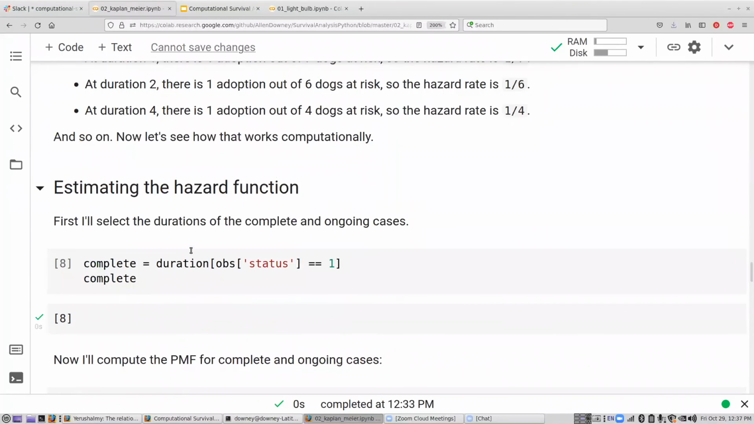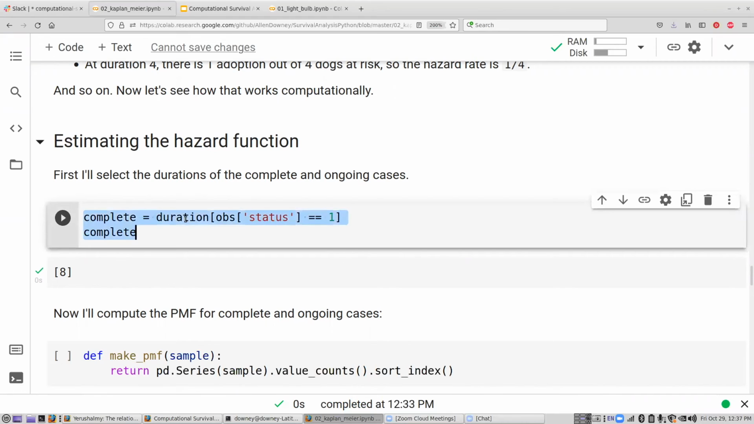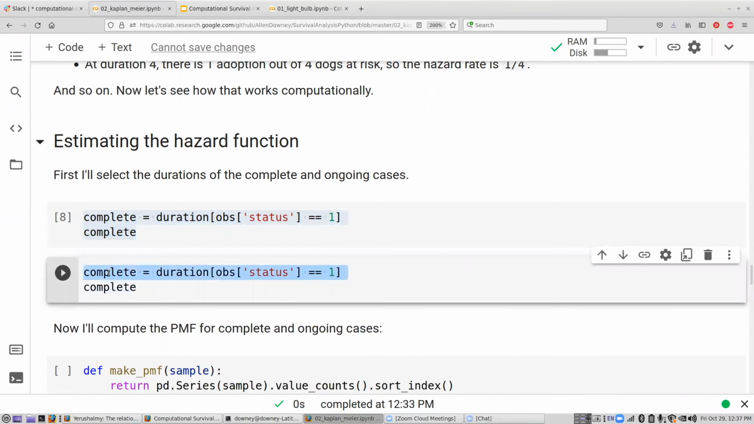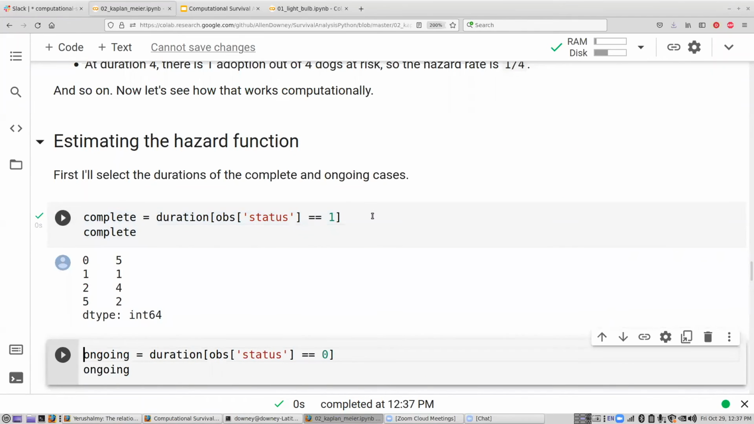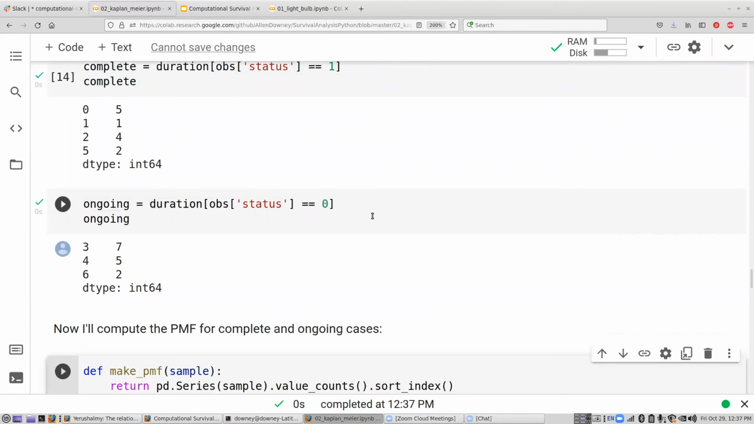Okay. All right, now we're ready to do what I started to do before, which is to break the data set up into 2 parts for the complete and incomplete observations. We started to do this a minute ago, so you might already have this code, but I'll just bring it up to date. So the ongoing will be the ones where the status is equal to 0. There are 4 dogs that were observed being adopted and 3 that were still in the shelter at the end.